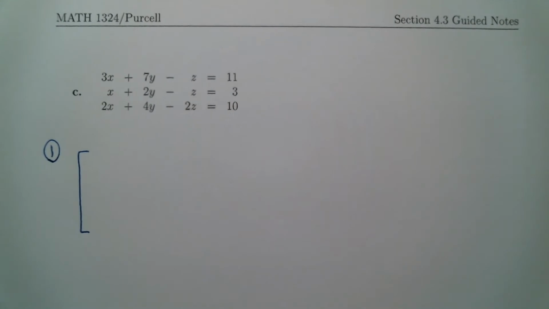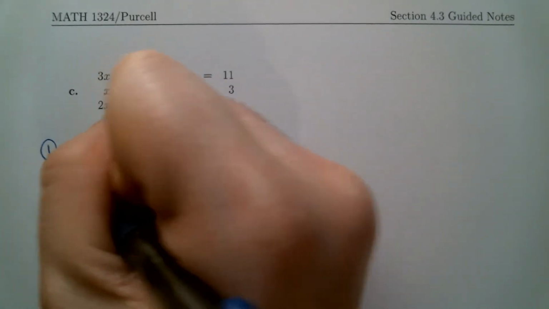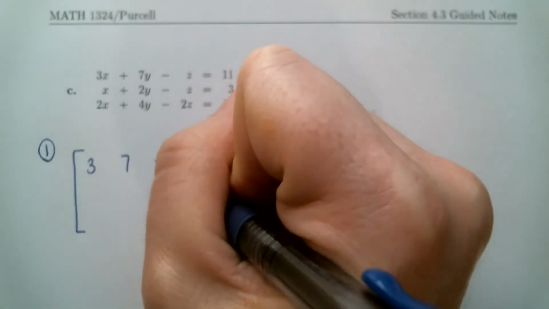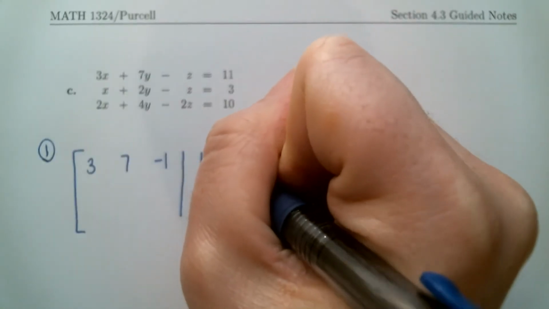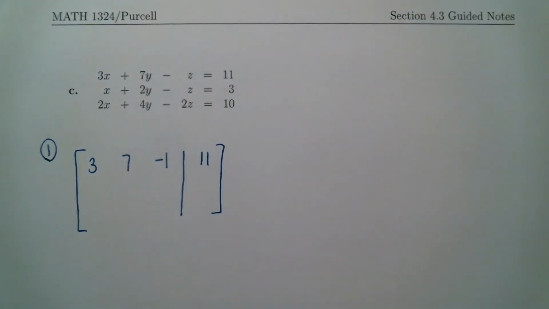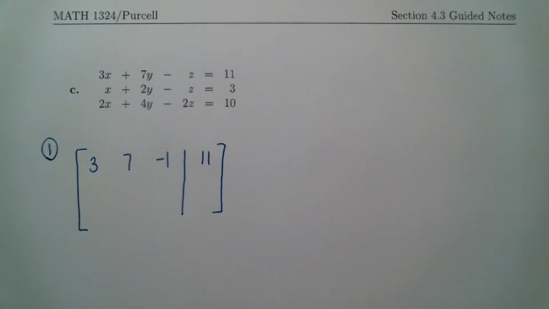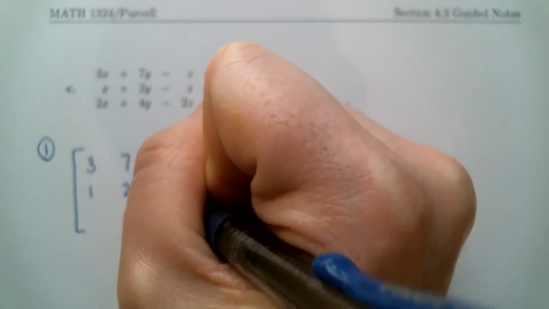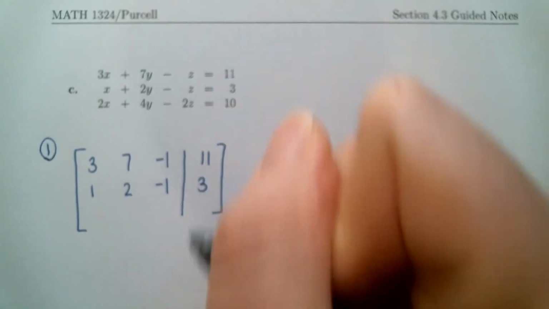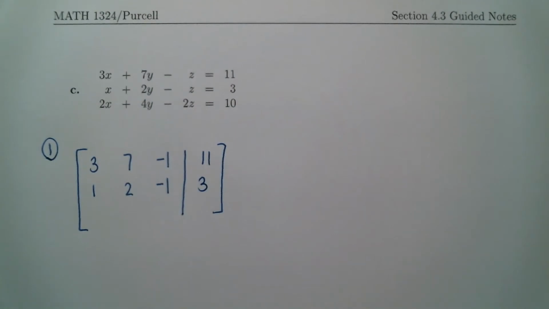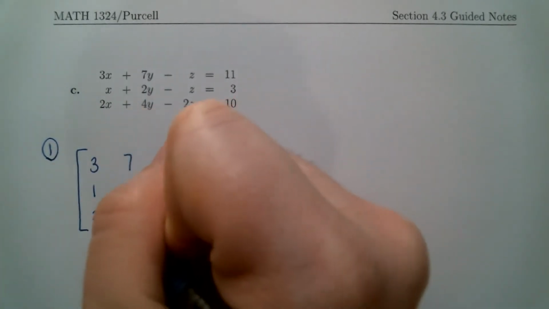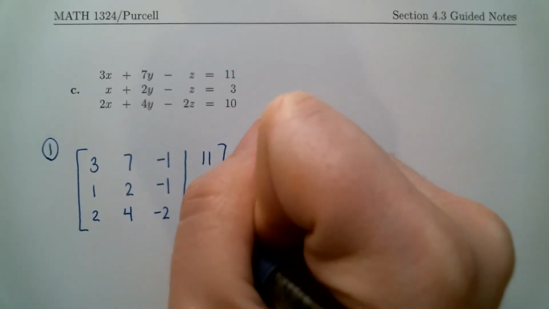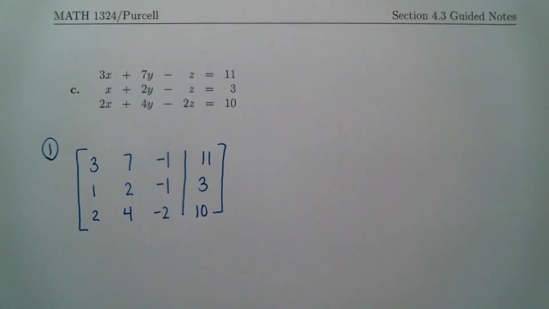All right, look at our first equation. There is a 3 in front of x, 7 in front of y, negative 1 in front of z, 11 on the other side of the equal sign. And then for our second equation, there is a 1 in front of x, 2 in front of y, negative 1 in front of z, 3 on the other side. Last equation, there's a 2 in front of x, 4 in front of y, negative 2 in front of z, 10 on the other side of the equal sign.